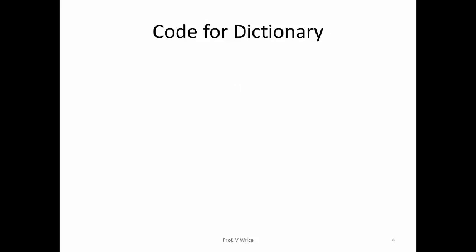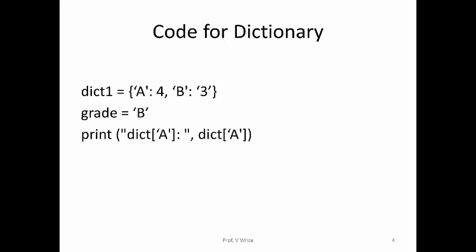In this code, dict1 equals A:4 and B:3. Grade equals B. Print the string literal dict A, dict A, having the key A in quotes within brackets. Print the string literal dict B, dict grade, having the variable grade within brackets.